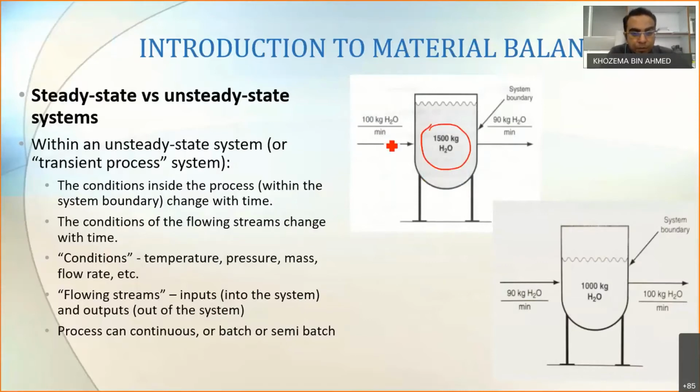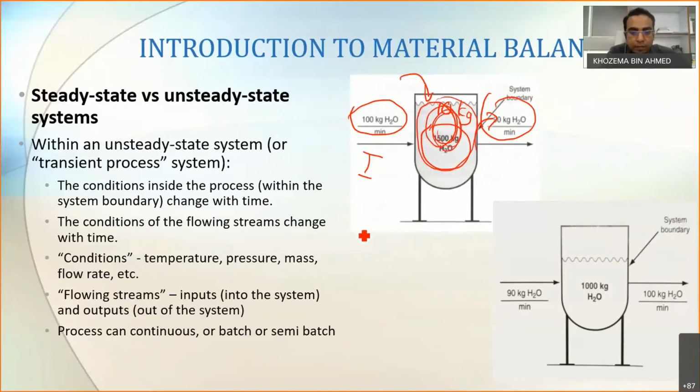So the same example: you start with 1500 kg of water, you are adding 100 kg of water per minute, but you are only removing 90 kg of water per minute. That means there is a difference of 10 kg of water per minute. You are adding 100 but removing 90, so every minute 10 kg of water accumulates in the system, and there will be a change in the volume of your tank.